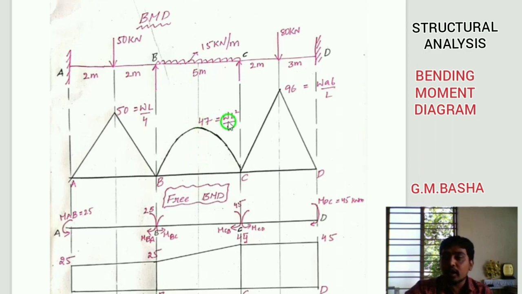So what is that ordinate point? WL square by 8, where W equal to 15, L equal to 5 meters, divided by 8. If you simplify this, you will get 47. So here the ordinate height will be 47. Then go for the eccentric load.